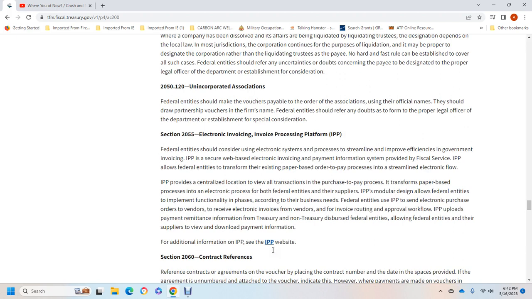Section 2055, electronic invoicing processing platform. Federal entities should consider the electronic system process to streamline and improve the efficiency of government invoicing. The IPP, the Invoice Processing Platform, is a secure web-based electronic invoicing and payment information system provided with the official service. The Invoice Processing Platform allows the federal entity to transfer the existing payment based on the order-paid process and streamline the electronic flow.